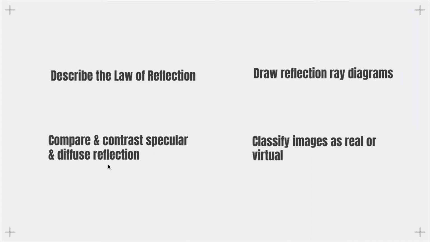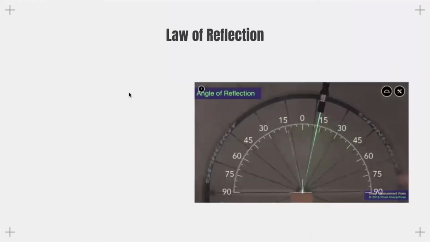Your goal for this part of class is we're looking at the law of reflection, ray diagrams, specular and diffuse reflection, and we're probably not going to get to this classify images part, so we can just cross that off for now. I know we'll hit it later, so that's cool.